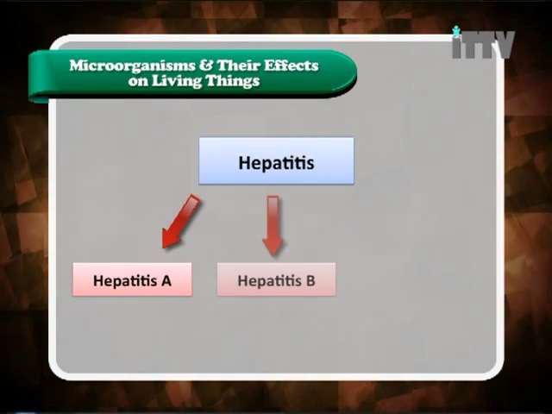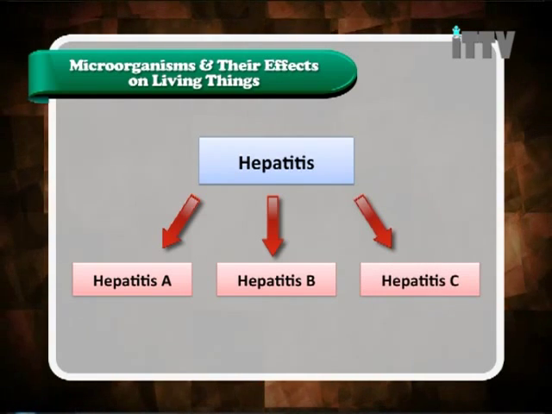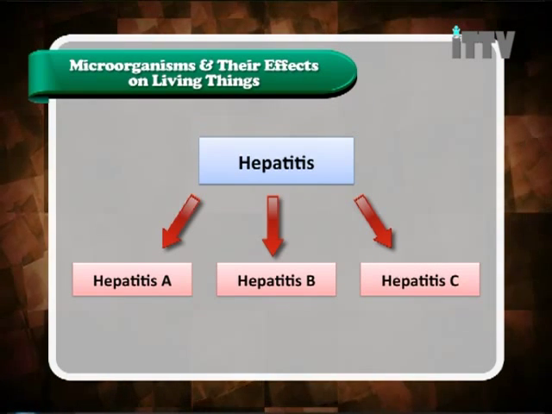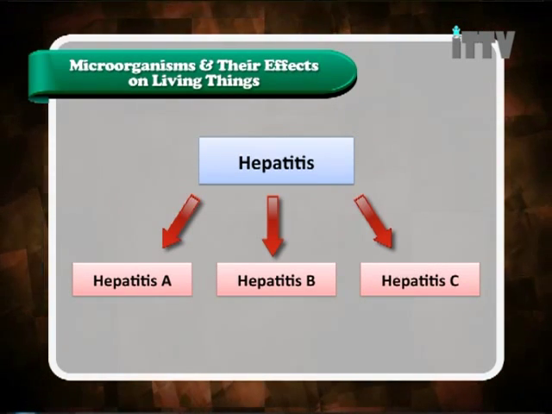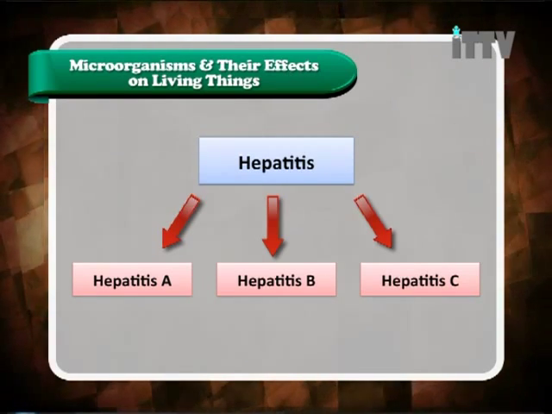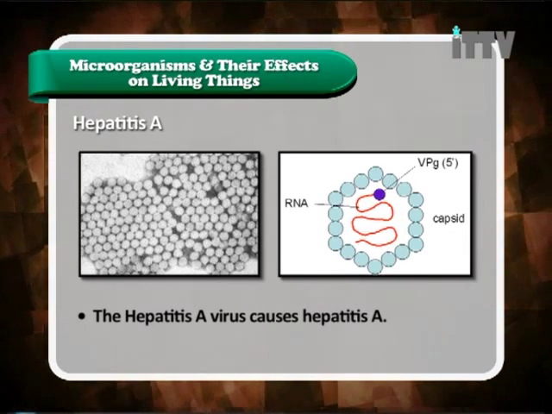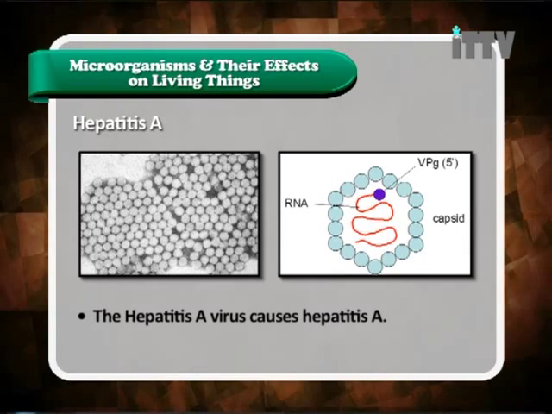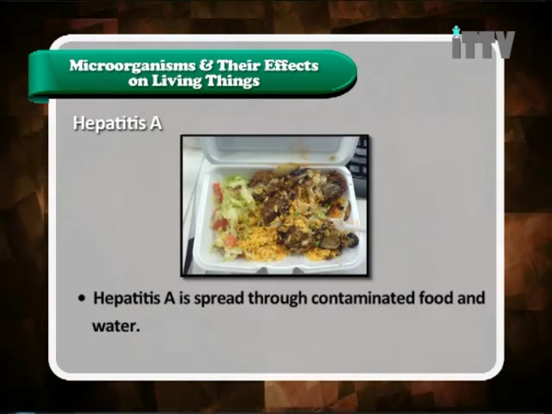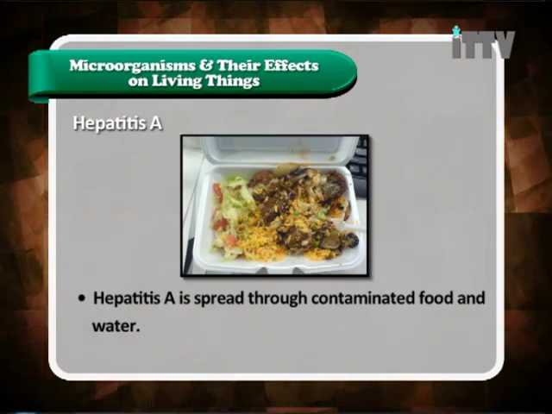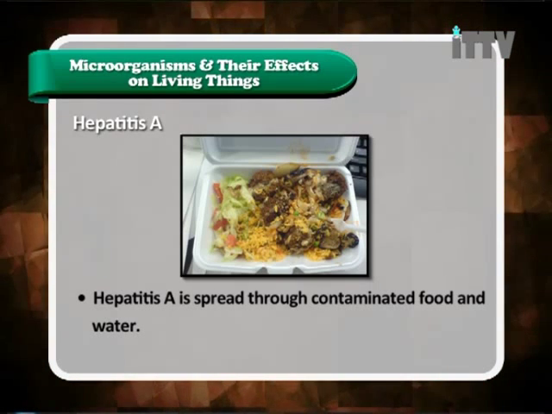Hepatitis A, hepatitis B and hepatitis C are examples of hepatitis caused by different viruses. Let's start from hepatitis A. The hepatitis A virus causes hepatitis A. Here we can see how it looks like. Hepatitis A is spread through contaminated food and water.